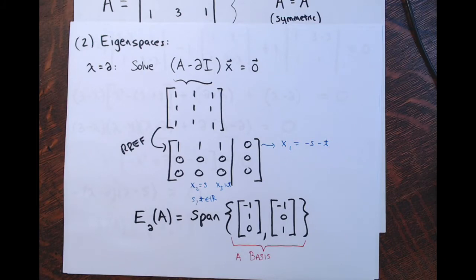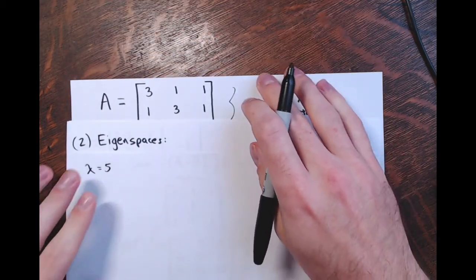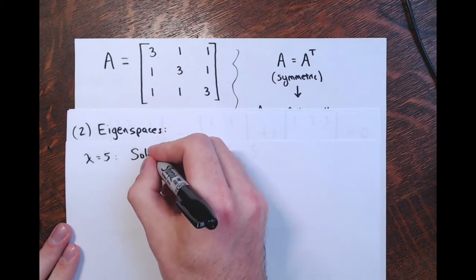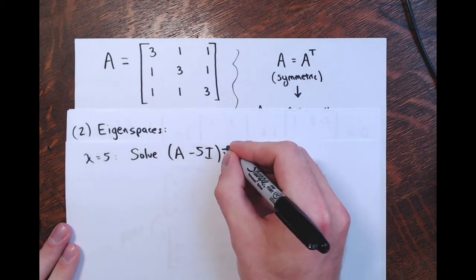Now, unfortunately, it's not an orthogonal or orthonormal basis right now. We'll make it into an orthonormal basis later using the Gram-Schmidt procedure. Alright, so now for lambda equals 5, doing the same thing. Here's matrix A. I'm going to solve when A minus 5I times some vector equals the 0 vector.